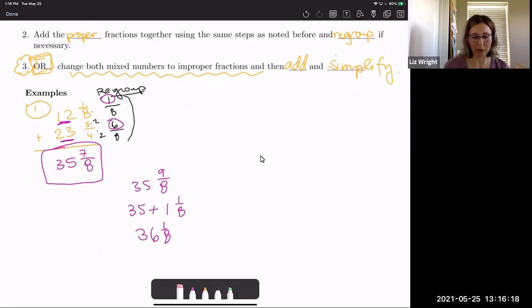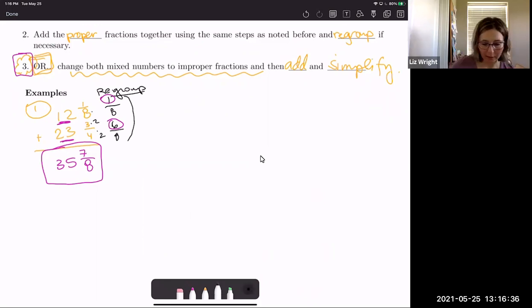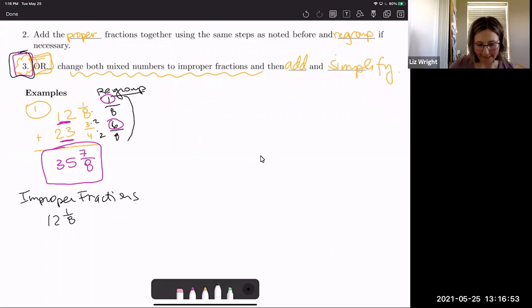And so they just prefer to do this part, number 3, where we just do the same thing no matter what. That's where we change it to improper, and then we just do what we did on the previous page. So I'm going to show you that way too, just so you have it and you can put it in your notes. That way you have both ways. So this is using your step number 3, and we're just doing improper fractions. Again, we would take that 12 and 1/8, and I'm just going to write it horizontally this time, and we're adding it to 23 and 3/4.